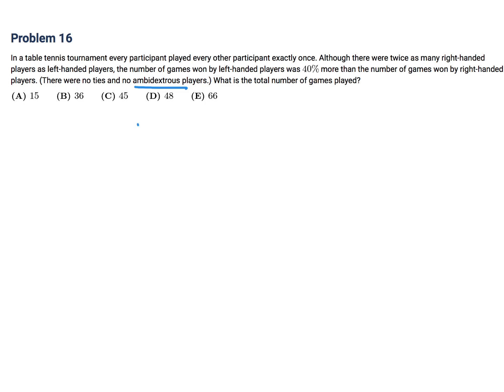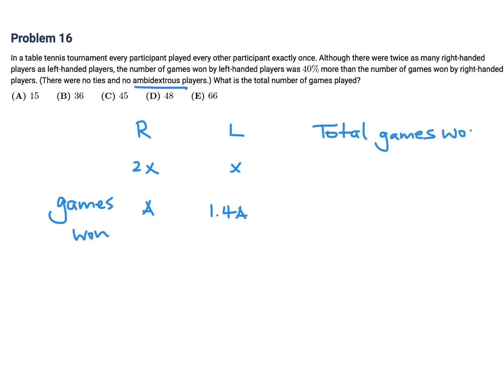Okay. Well, let's see, right hand, left hand, so 2x and x, if you interpret the question. And the number of games won, that I don't know, so I'll just call this A, and then therefore this would be, let me think about this, 40% more, so 1.4A. So the total games won would be that A plus that 1.4A. So that'd be 2.4A. And in terms of a fraction, that's 12 over 5, correct? Yeah. So you can write this as 12A over 5.